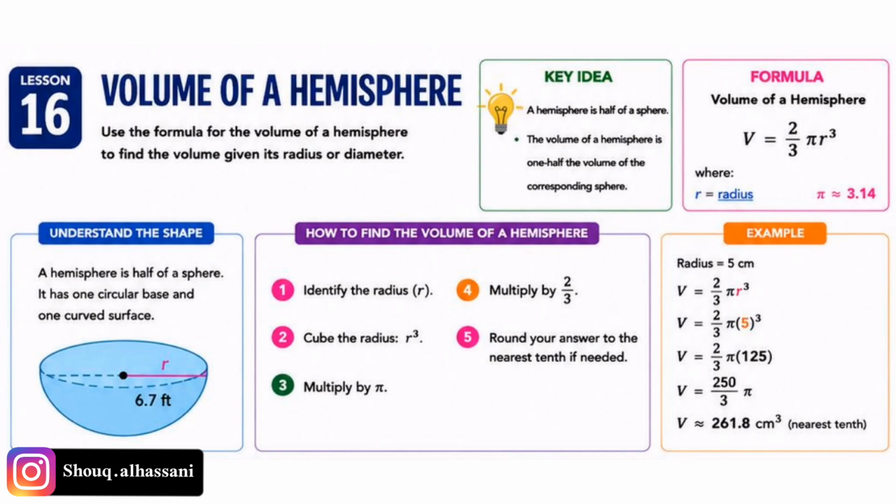So the volume of a hemisphere. The only thing you need to know in this lesson, the formula of the volume of the hemisphere is V equals 2 over 3 pi R cubed. Here we don't have a height because the hemisphere doesn't have a height, and the radius we will multiply by cubic, not by square, not 2 times, 3 times. So let's go to the question.